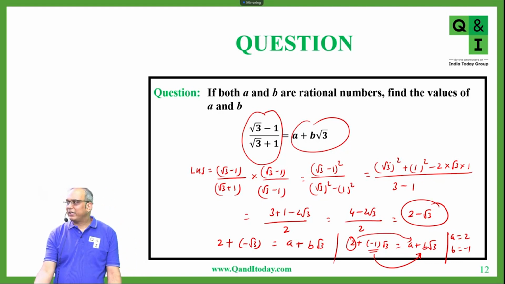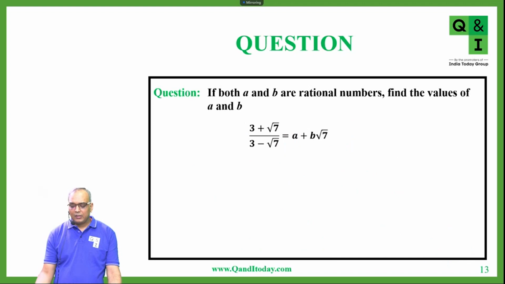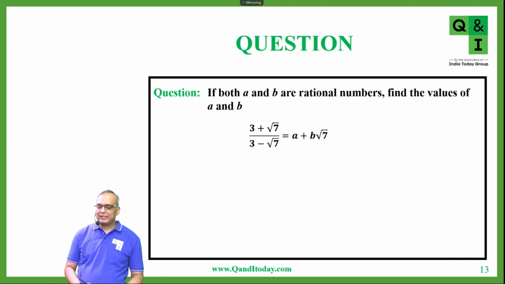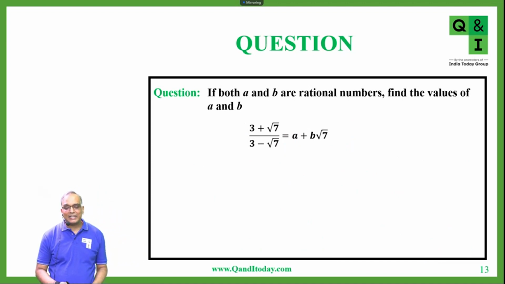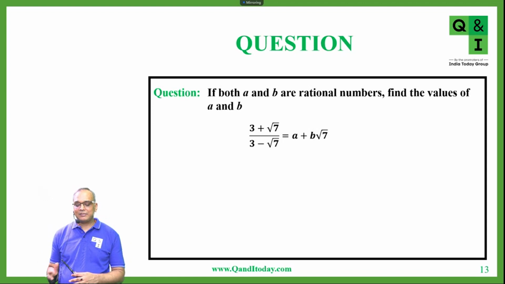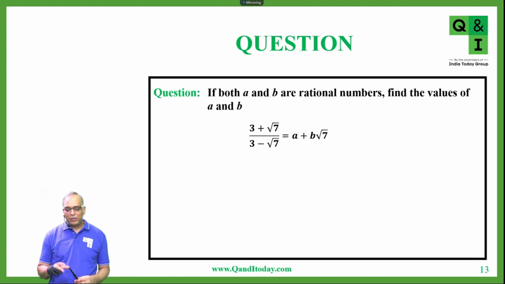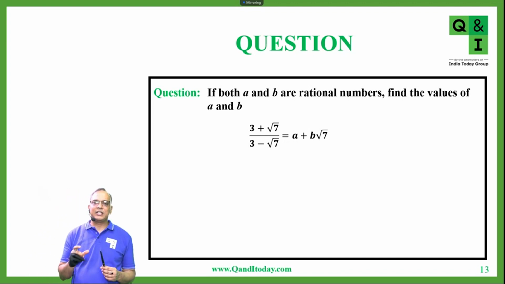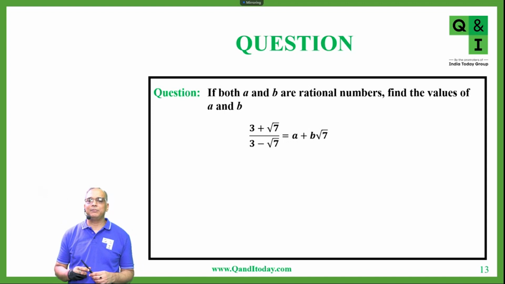Let's do some questions now. Please attempt this: 3 plus root 7 by 3 minus root 7 is equal to a plus b root 7. You have to first rationalize the denominator in the LHS, write it in the form a plus b root 7, and then compare the coefficients and constant term to find the values of a and b.